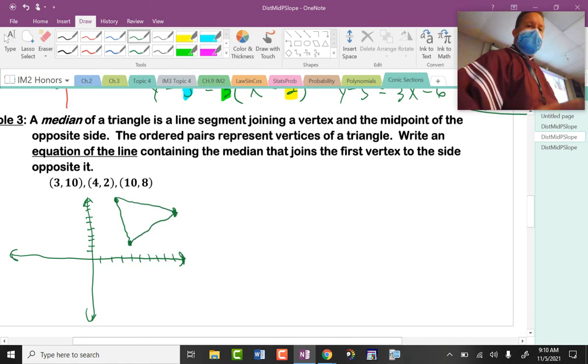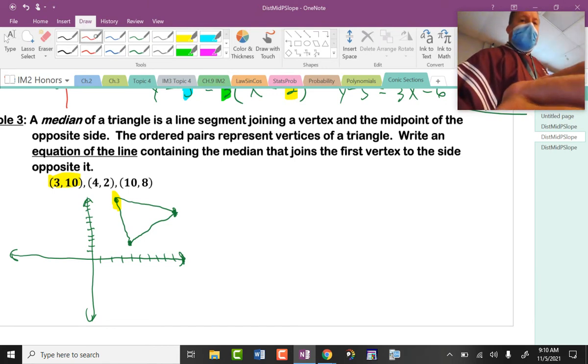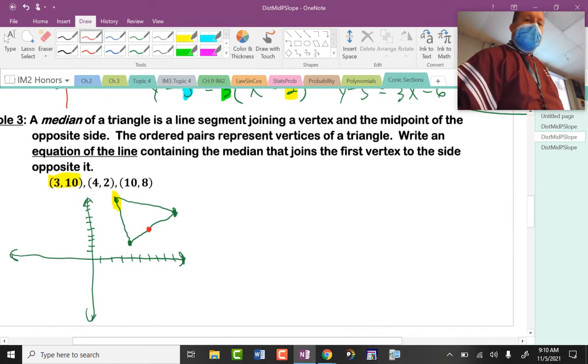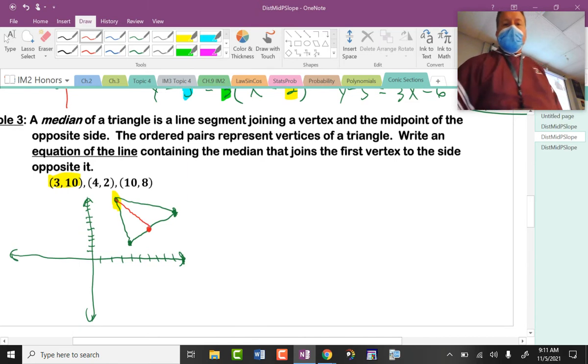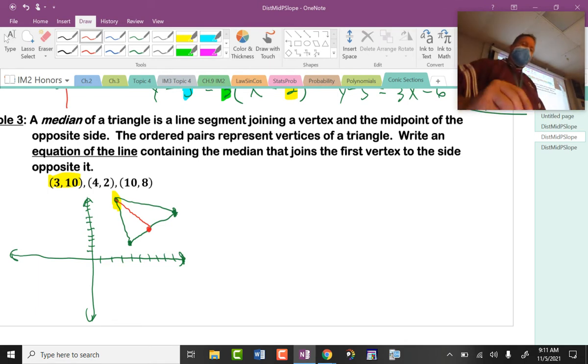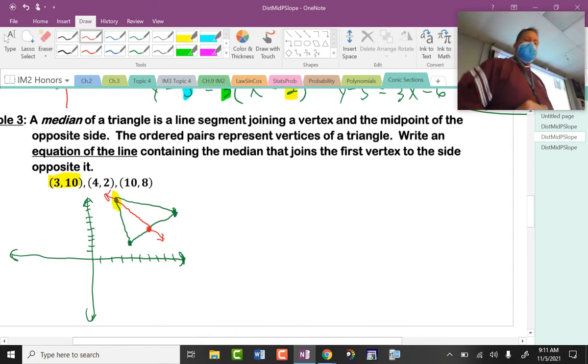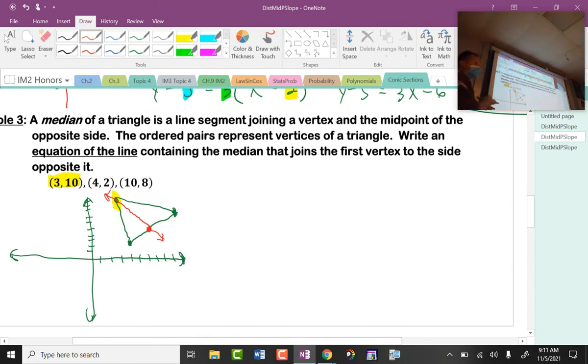And then the directions specifically say the median from the first coordinate or the first vertex. So it's from that one. So what I want is this midpoint, and then I want the equation of that line that connects from this. This is called the median. So I want the equation of the line that goes through that median, through this red line. I'm finding the equation of this red line. I'll make it a line. I'll put arrows that it goes through there like that. Okay, so drawing it out makes sense of the situation and makes sense of what I have to do.